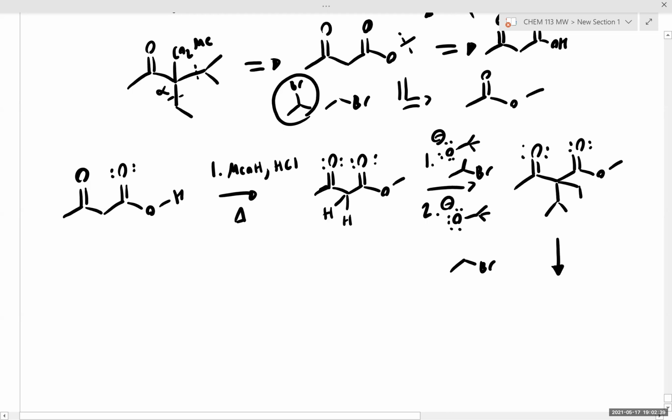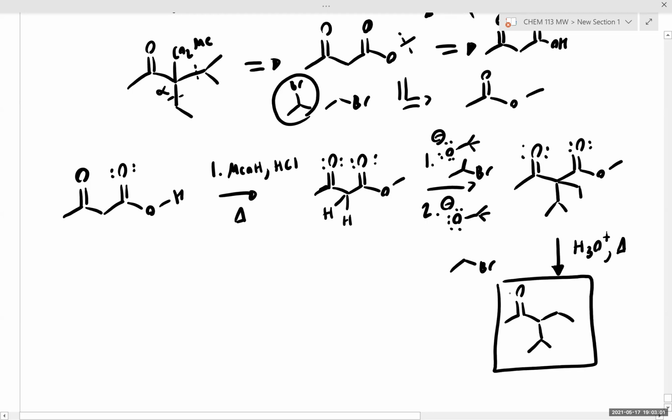What conditions would we need for decarboxylation if we want to get rid of this ester? We need not just acidic conditions, but aqueous acidic conditions. If we can't hydrolyze the ester, then nothing would happen. Perfect. So we've planned out our synthesis from start to finish for this desired highly substituted ketone.